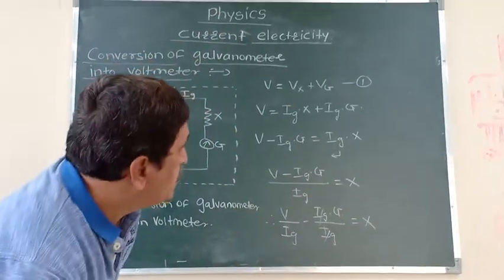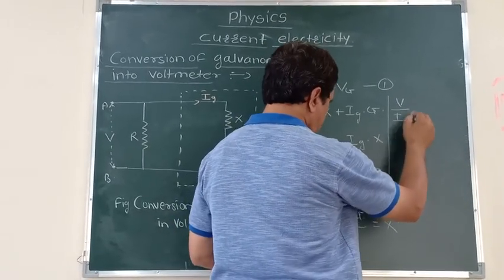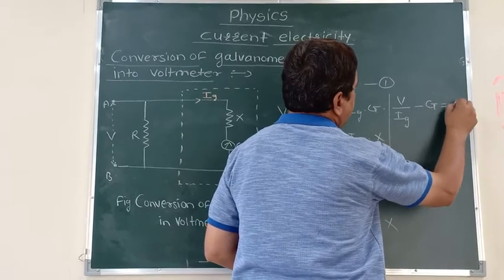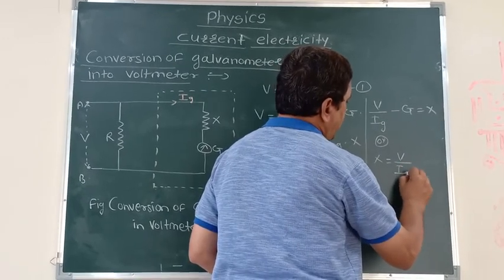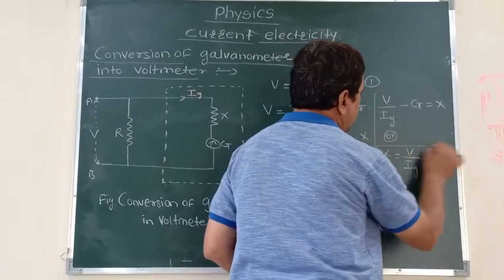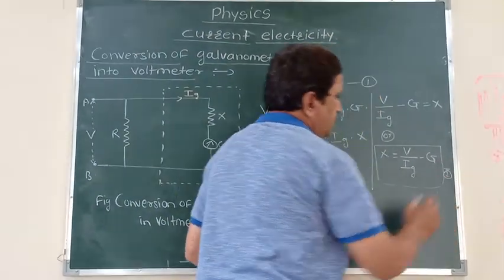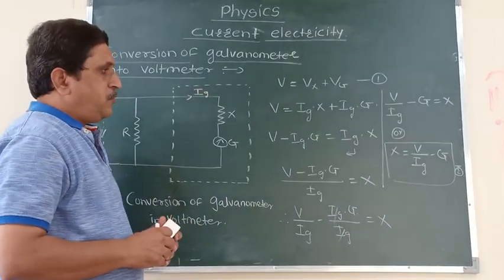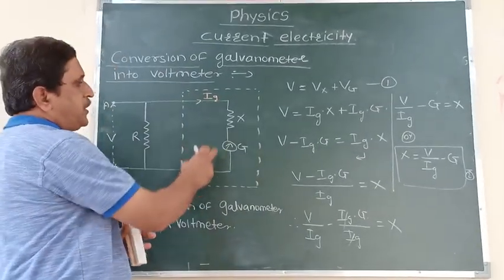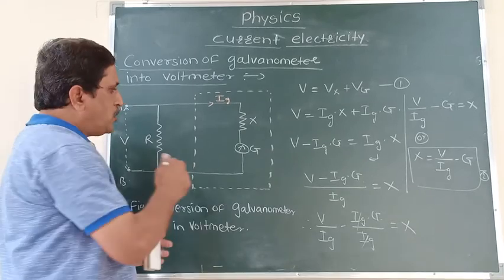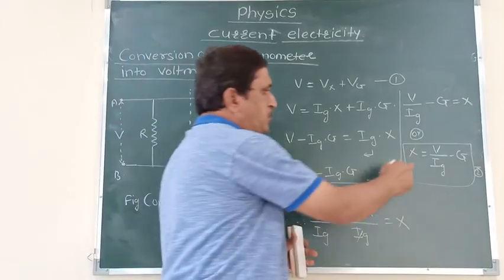Therefore, V divided by Ig minus Ig into G divided by Ig is equal to X. Therefore, V divided by Ig minus G is equal to X, or X is equal to V divided by Ig minus G. Equation 2 indicates the value of the resistor that should be connected in series combination with the galvanometer to convert that galvanometer into a voltmeter. That is, X is equal to V divided by Ig minus G.